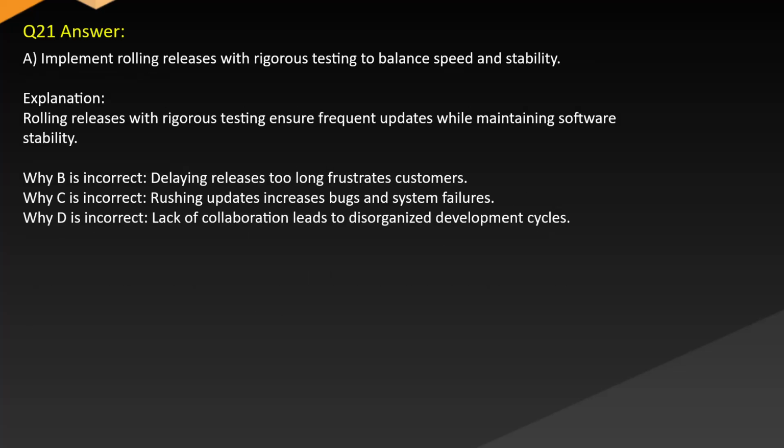Answer A. Implement rolling releases with rigorous testing to balance speed and stability. Explanation: rolling releases with rigorous testing ensure frequent updates while maintaining software stability. Why B is incorrect. Delaying releases too long frustrates customers. Why C is incorrect. Rushing updates increases bugs and system failures. Why D is incorrect. Lack of collaboration leads to disorganized development cycles.